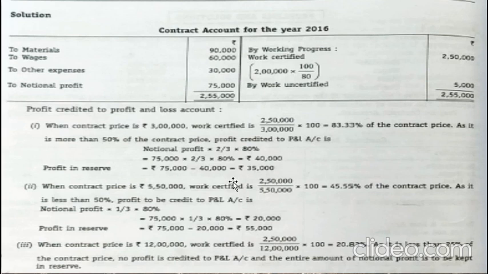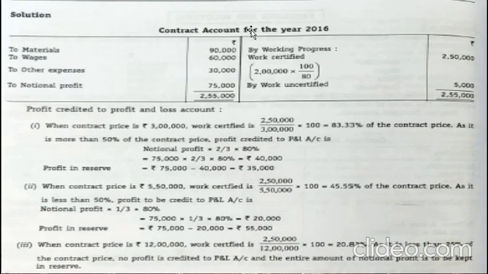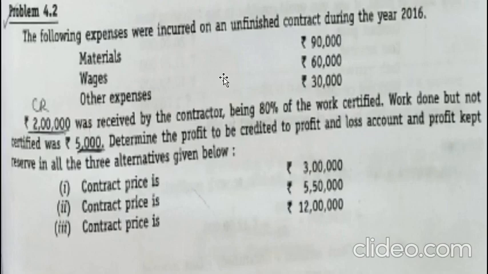First, we will prepare a contract account for the year 2016. So the expenses are materials 90,000, wages 60,000, other expenses 30,000, which you will be taking in your debit side. The items to appear on your credit side will be any assets which are left over, or any depreciation which is charged, or the assets in hand at the end of the period.